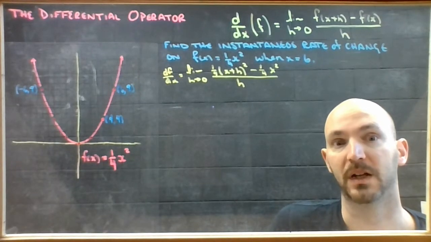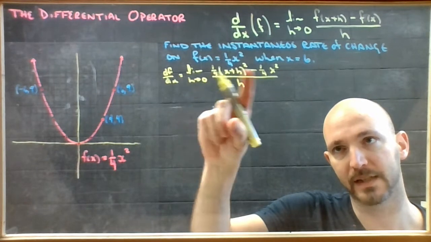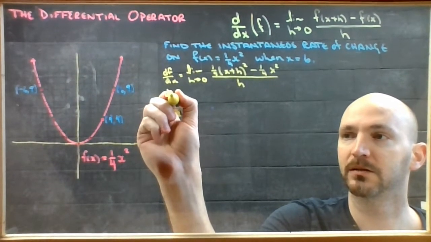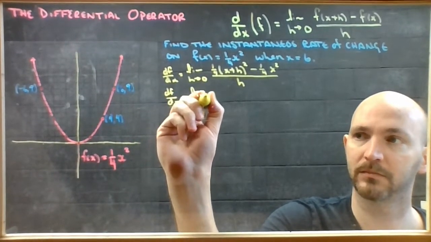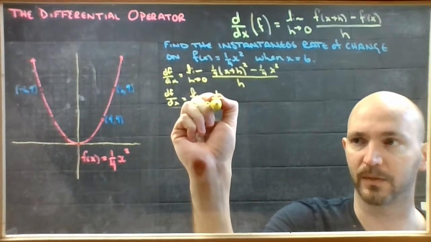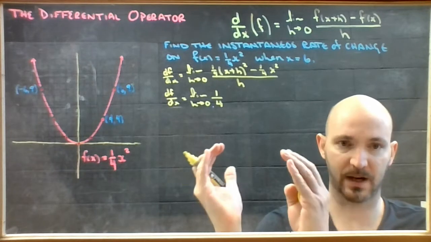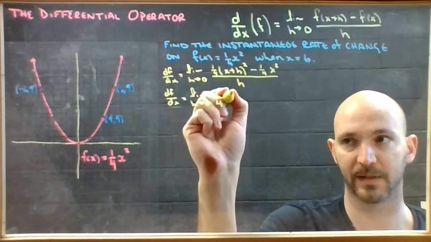Okay, so to make my life a little bit easier, I see that I have a 1/4 in this and a 1/4 in that, so I'm going to factor it out. So I would have 1/4. x plus h squared means x plus h times itself, so I'm going to write it that way.